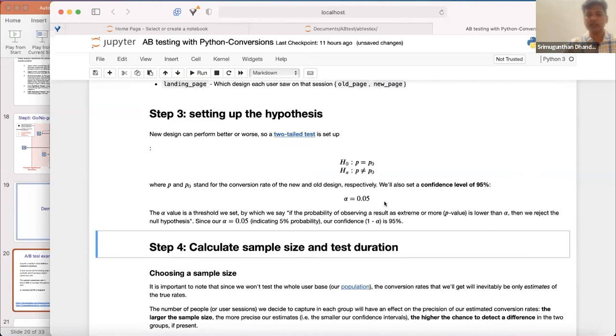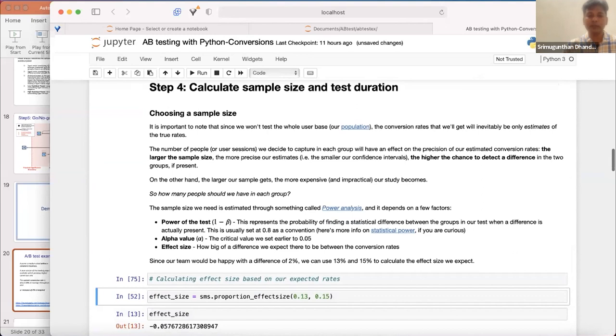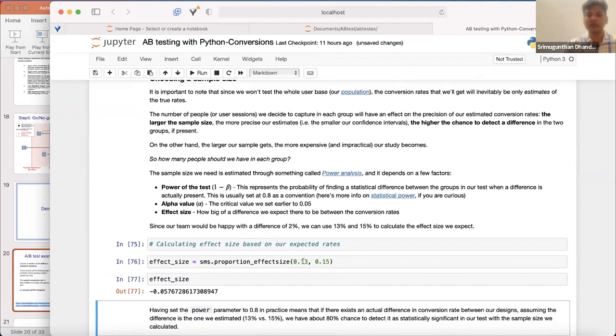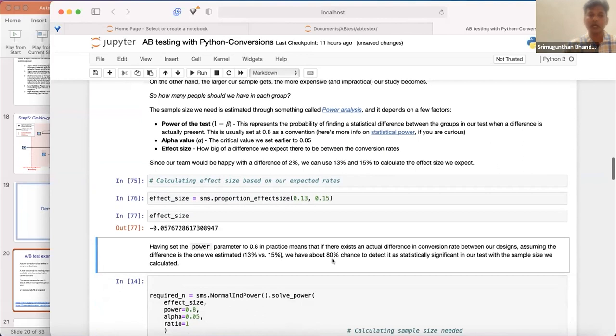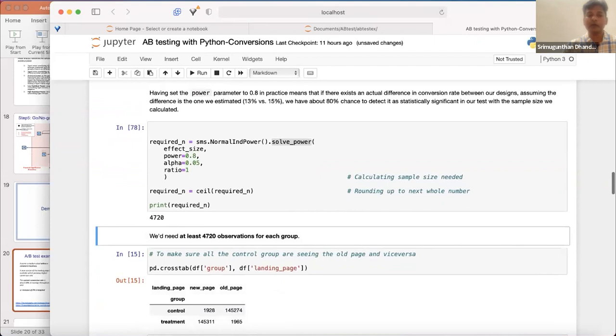Now, with these in place, you will go to step four, where you are calculating the sample size. With the power, you will first have the effect size, based on, say, between 13% to 15% that you want to achieve. Based on that, you calculate the effect size. Then, assuming the normal distribution, there is a function called solve power, where you can give the power as 80%, the effect size and alpha, and it will give the sample size that is required. And we need at least 4,720 observations in each group.